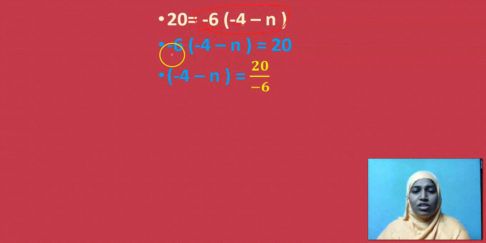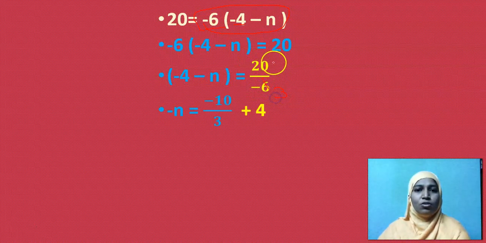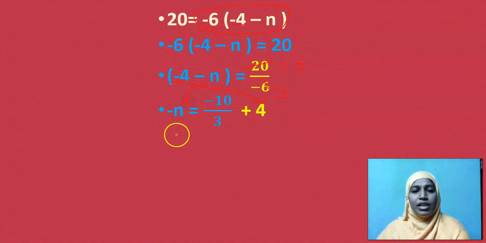Now I transposed minus 6 to this side: 20 by minus 6. So if I cancel, you will get 3 2s are 6, 10 2s are 20. So I get minus 10 by 3. That is what I have written. If I transpose the minus here, plus 4. This minus 4 has come as plus 4. So we will have only minus n here. Okay. Minus n is equal to minus 10 by 3, plus 4 by 1.